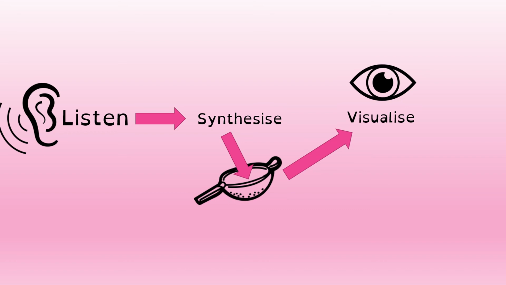So let me show you how you could have done it, or how I chose to do it. Creating an image for listening and visualizing was easy because obviously you've got the ear for the listening and the eye for the visualization. And then the arrows show the process and the order in which the action should happen, so that was quite straightforward.